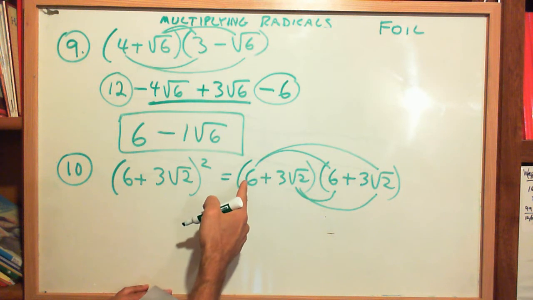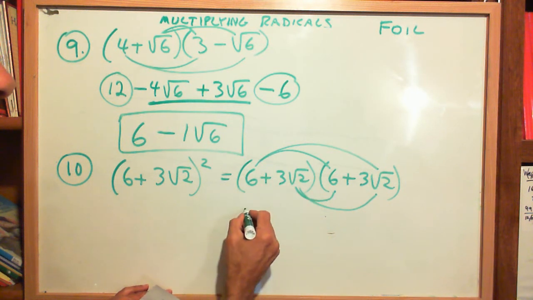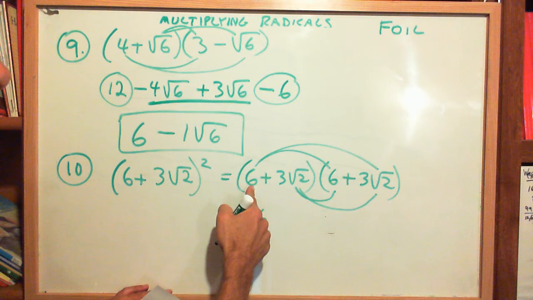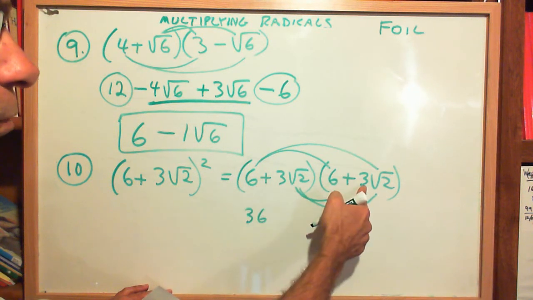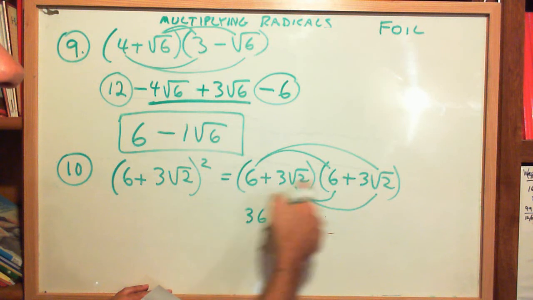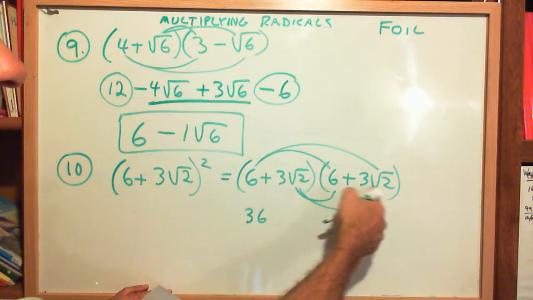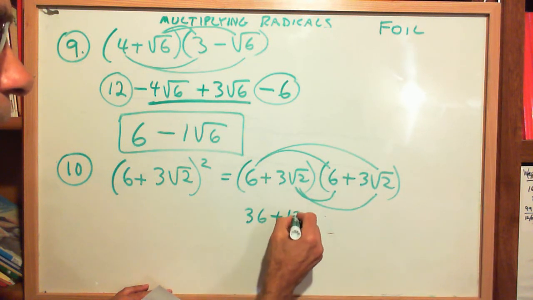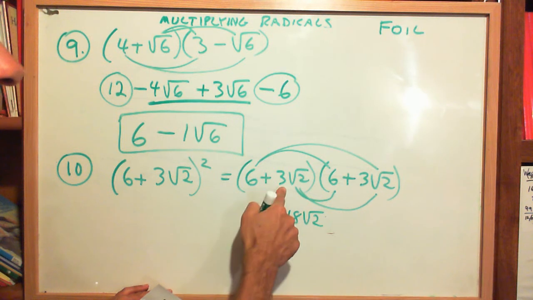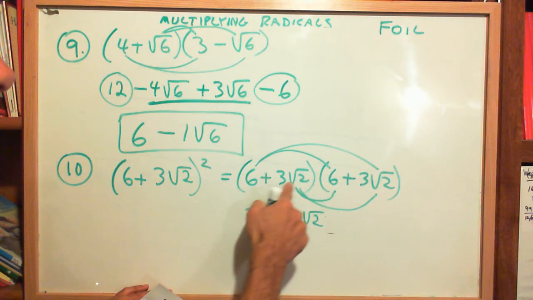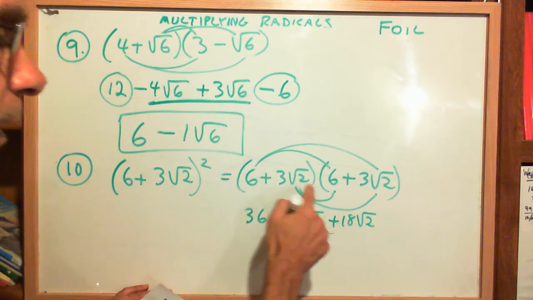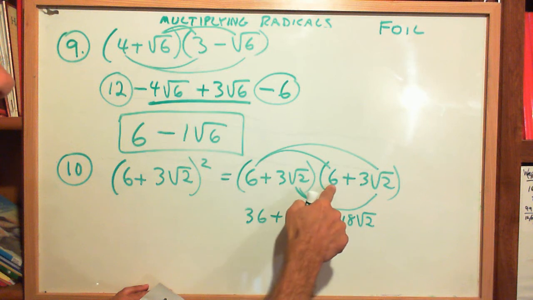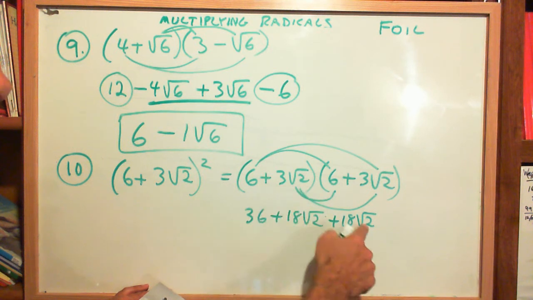Okay? So 6 times 6 is 36. 6 times 3, not square root of 2. 6 times 3, because that's on the outside. That doesn't have a radical. So 6 times 3 is 18 square root of 2. And it's positive. Now, 3 times 6 is 18 square root of 2's. Okay? Right, you saw that? 3 times 6 is 18 square root of 2.